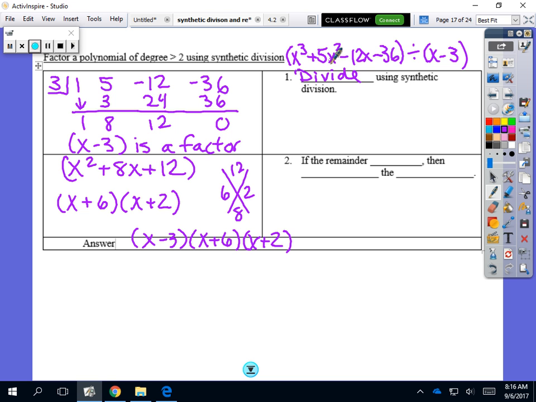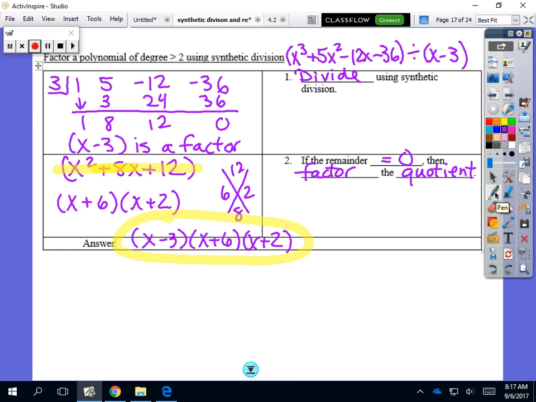So if the remainder is 0, then factor this quotient, the answer that you got with the synthetic division. Factor what that answer was, which was this thing here. We factored this, and we got our final answer, which was this.